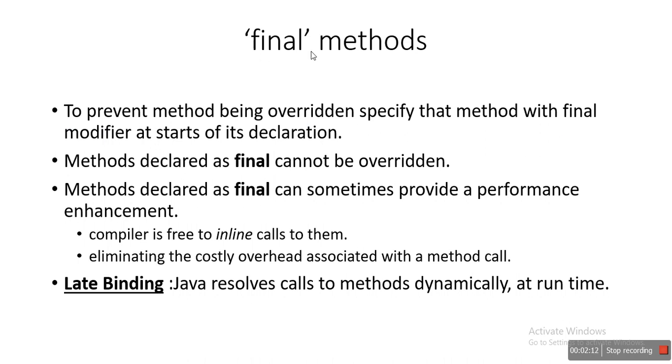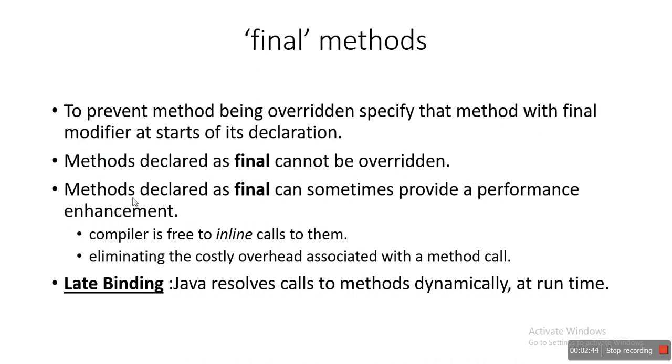The final keyword is also called the final modifier. You specify that method with the final modifier at the start of its declaration, while declaring that particular method within a parent class. So a method declared as final cannot be overridden. As I said, it prevents that particular method from being overridden by the child class. So this method declared as final cannot be overridden by a child class.